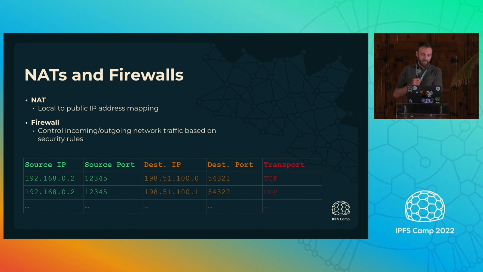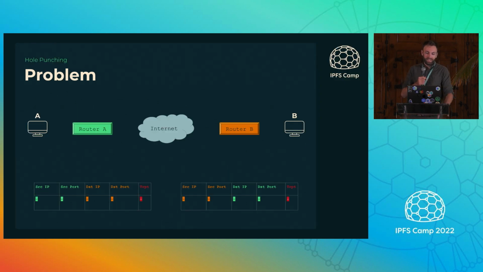packet through. So what's the problem here in the case of a peer-to-peer network? Here we can see that we have two peers, peer A and peer B, on the left and the right-hand side, both of which are on their home networks. And in the middle we have the internet, and let's assume peer A wants to connect to peer B.